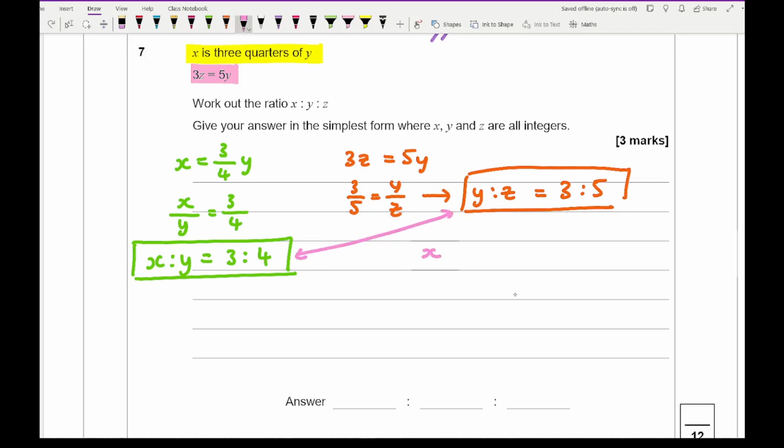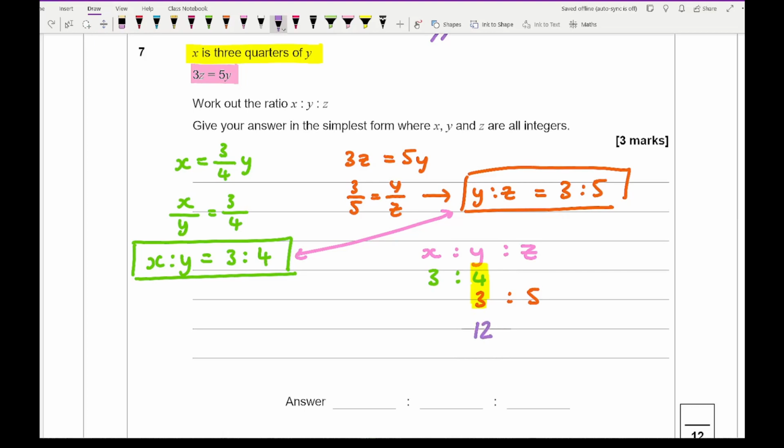So I've got x to y to z. Now if I write down what I've got in green, I've got 3 to 4. And if I write down in orange underneath that, I've got 3 to 5. Now what I want to do at this stage is I want to have the same number of parts for y. So I think to myself, okay, what's the lowest common multiple of 4 and 3? Well, that's going to be 12. Let me try and not write with a highlighter. There we go. So I can see that I've got a 12.